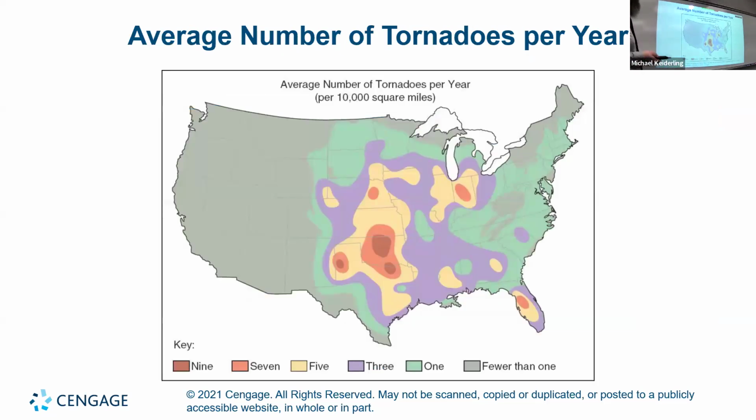And here is the average number of tornadoes per year. As you can see, we're in a pretty hot region in the 5 zone, maybe 3 to 5 zone. I mean, the highest is down over here in Oklahoma, but this whole region is Tornado Alley. It gets lots of tornadoes because the warm, moist air from the Gulf of Mexico hits the cold, dry air from Canada.